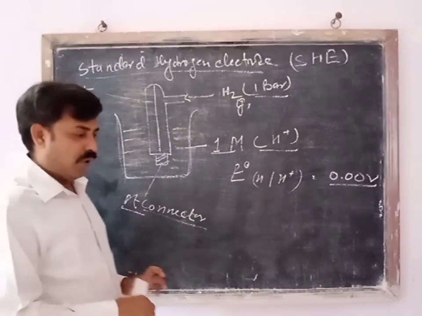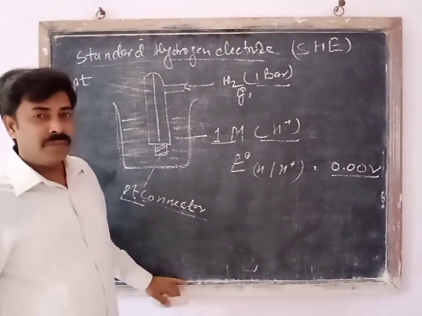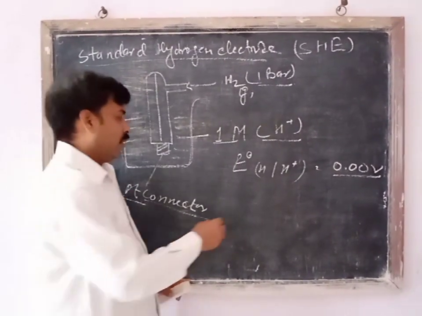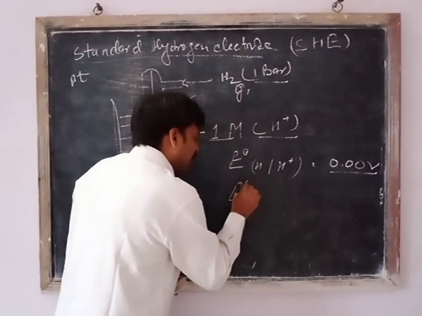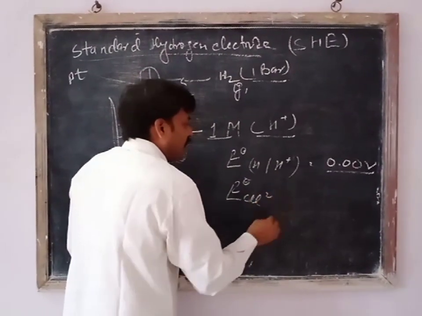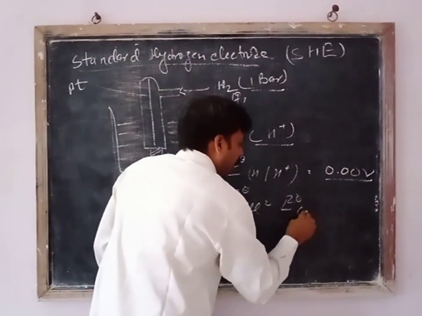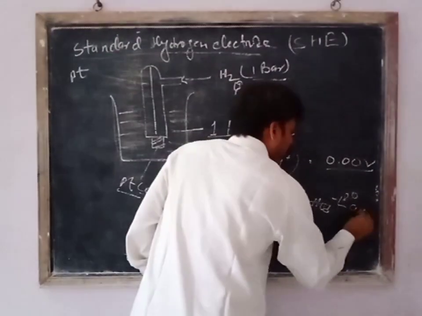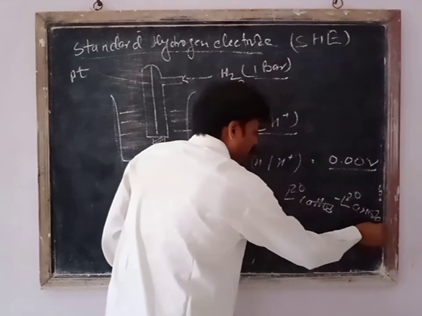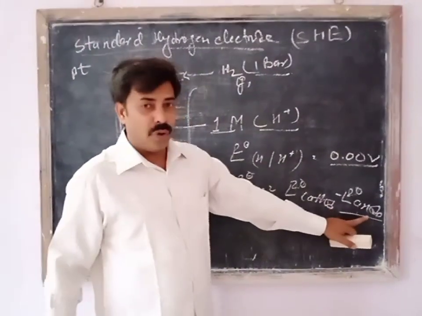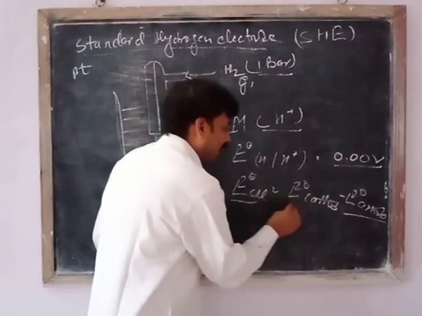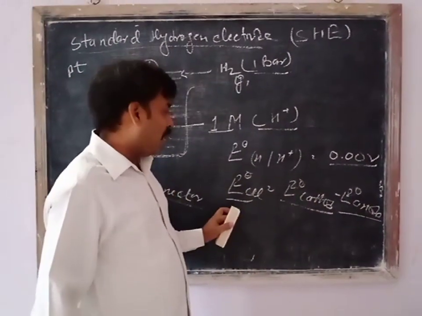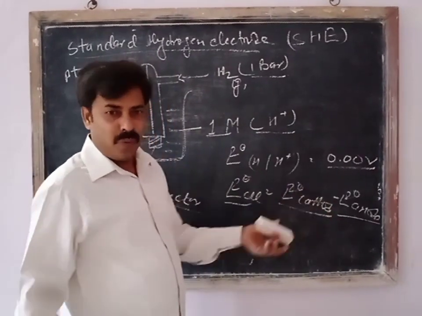So what is the application? What is the use of this E standard hydrogen? If you want to find the E standard value of any electrode, then we can use E standard cell equal to E standard cathode minus E standard anode. If we consider that hydrogen is the anode, then what will happen? E cell equals E cathode. In this way we can find the value of the cathode or the anode, whichever it is.